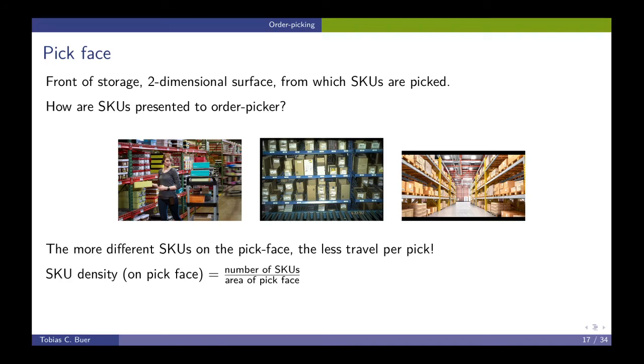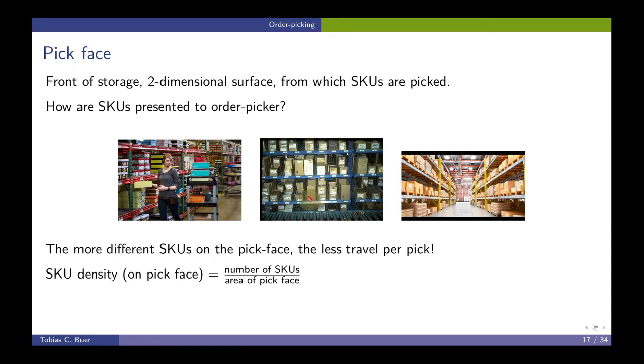When experts analyze the efficiency of order picking, they often look at the pick phase. The pick phase is the two-dimensional area that an order picker sees right in front of him. So you see this picker in the left picture, and everything that she can see and access in the shelf is her pick phase.